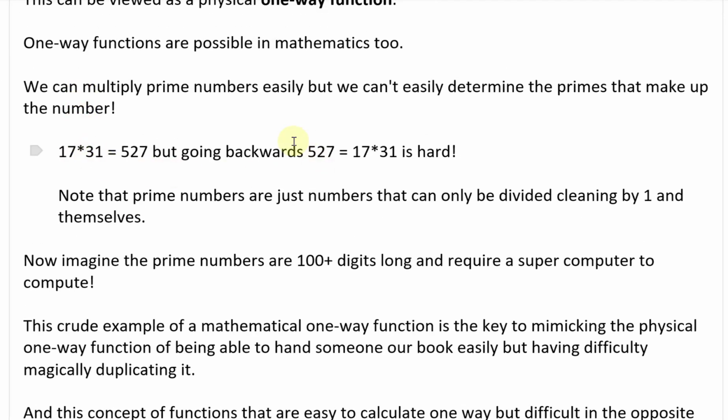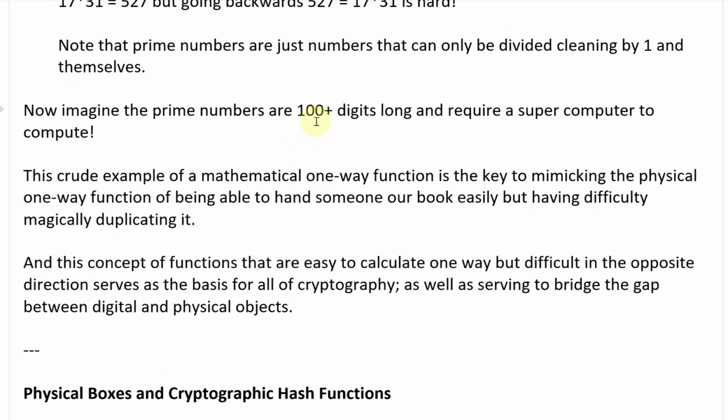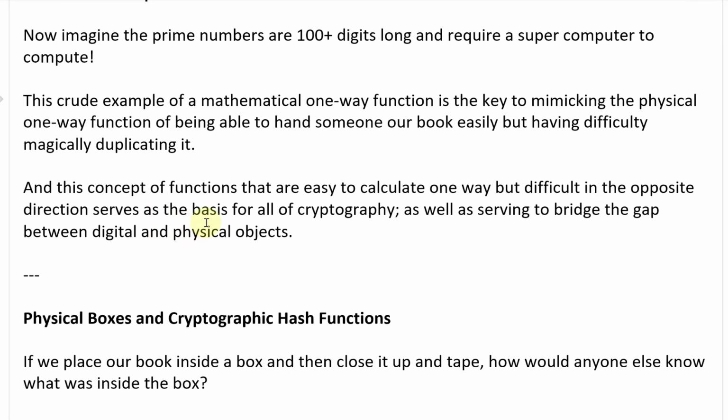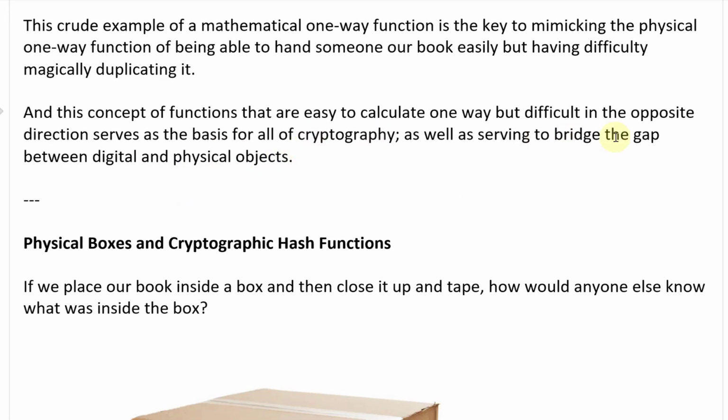And then when we have a number such as 527, to find out what primes it's made up of is difficult. So now imagine the prime numbers are 100 plus digits long and require a supercomputer to compute. This crude example of a mathematical one-way function is the key to mimicking the physical one-way function of being able to hand someone our book easily, but having difficulty magically duplicating it. And this concept of functions that are easy to calculate one way but difficult in the opposite direction serves as the basis for all of cryptography, as well as serving to bridge the gap between digital and physical objects.